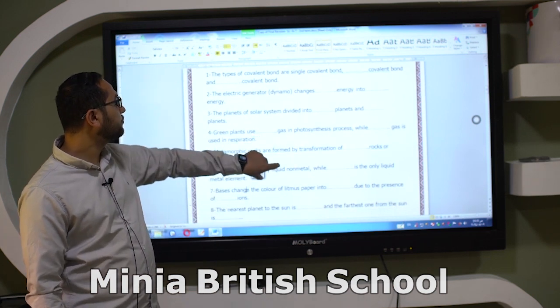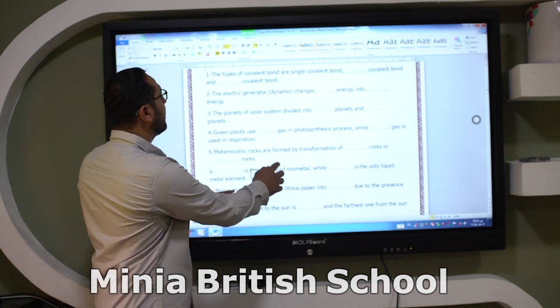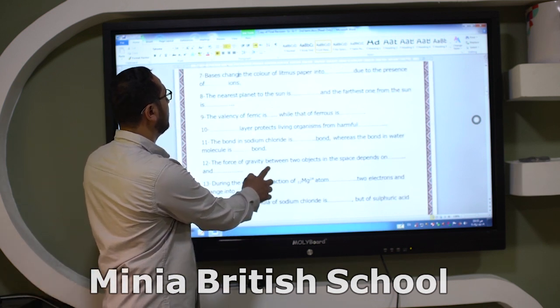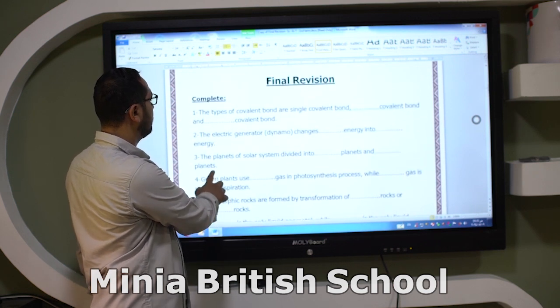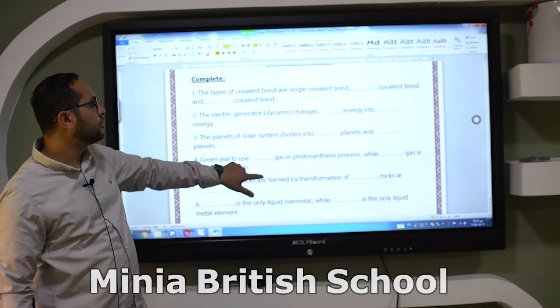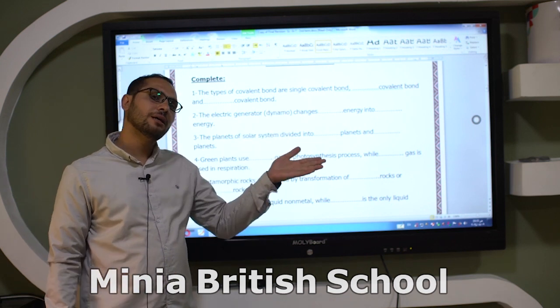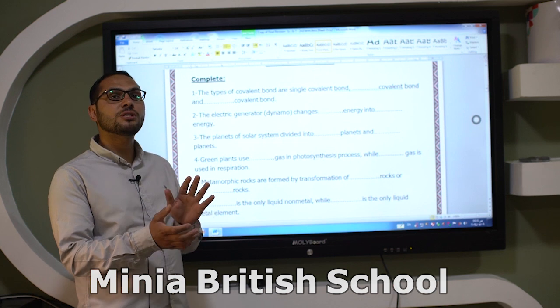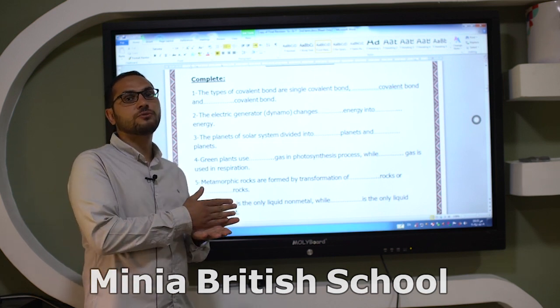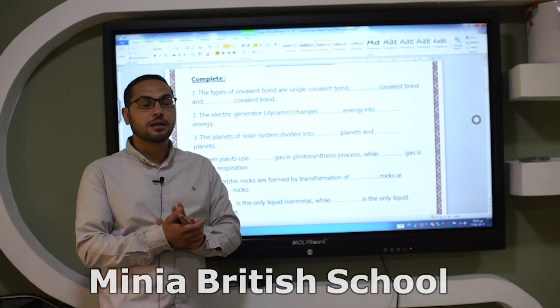Number 2, the electric generator, the dynamo. It changes kinetic energy to electric energy, and this is opposite to the electric motor. The electric motor changes electric energy to kinetic energy.